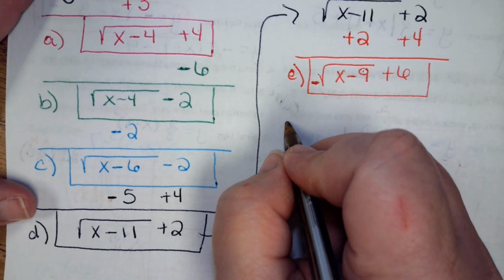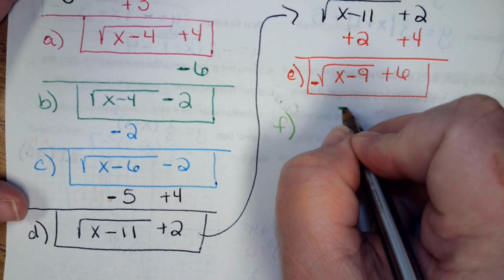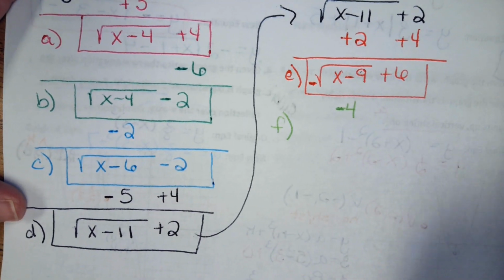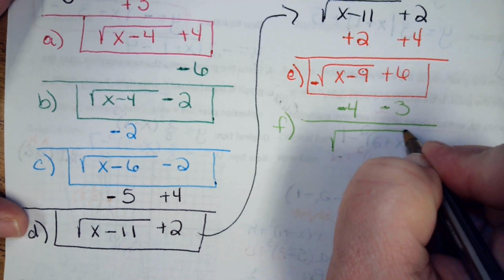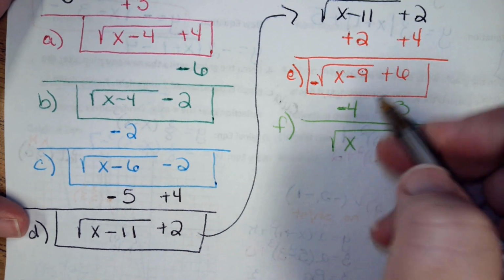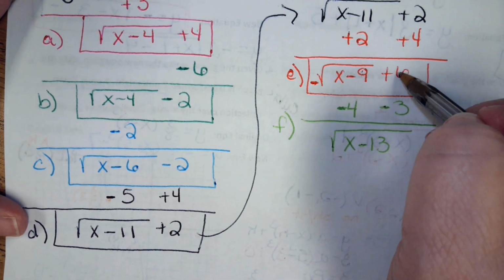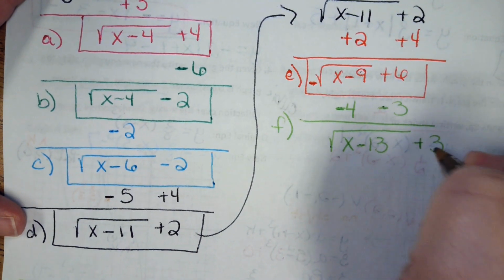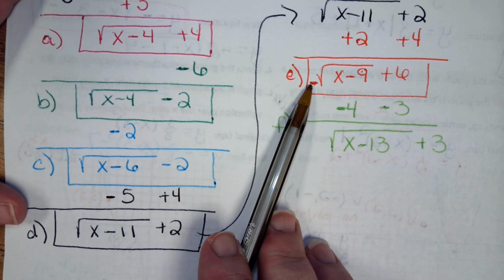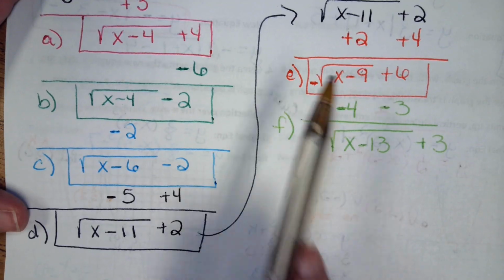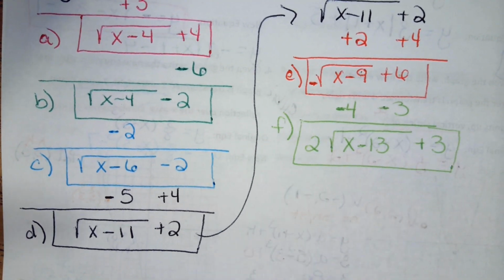And then finally for F. F says right 4, so we're going to subtract 4. Down 3, so we're going to subtract 3. Negative 9 minus 4 is negative 13. 6 minus 3 is 3. But now it says reflected. Well, if this was already negative, when you reflect it, it becomes a positive. And then we've got a stretch of 2, so we put that 2 in front. And this is our final answer.